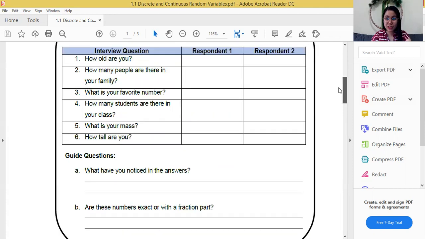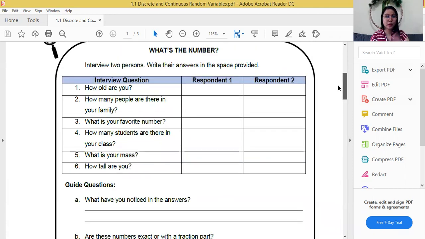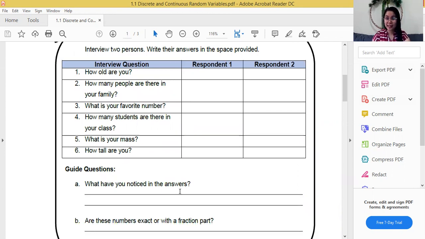Our venture activity today is about what's the number. You ask two people these 6 questions, then you try to analyze or observe what you have noticed in the answers, and whether these numbers are exact or with a fraction part.